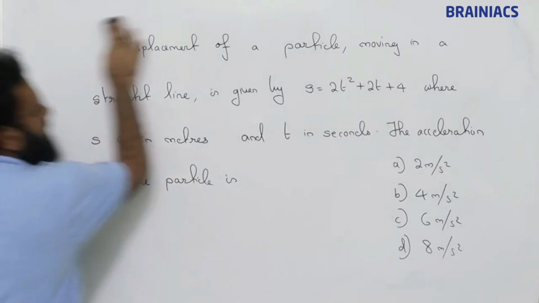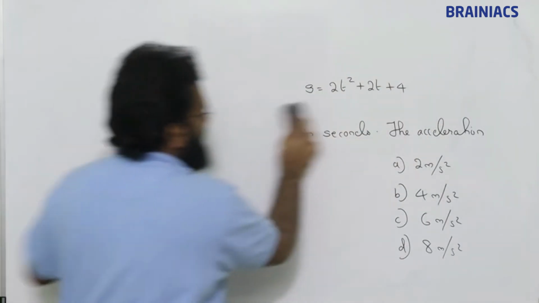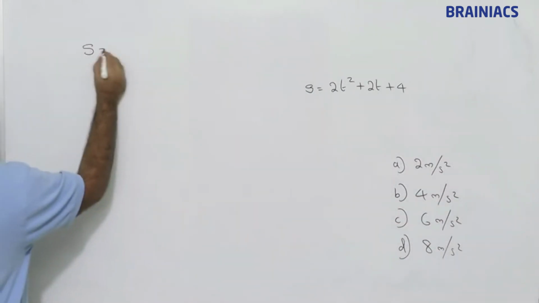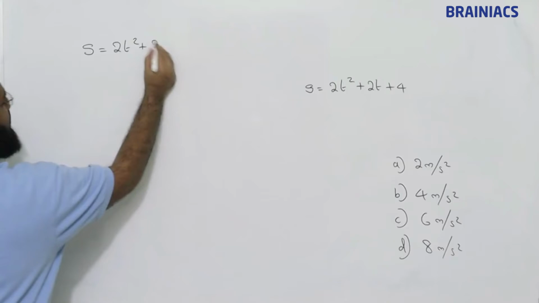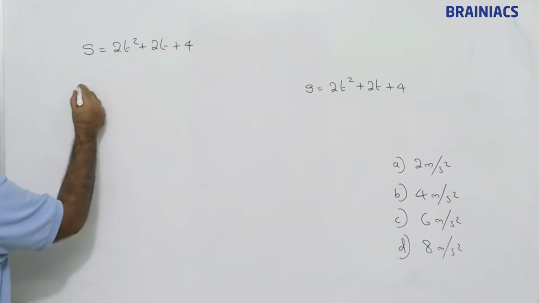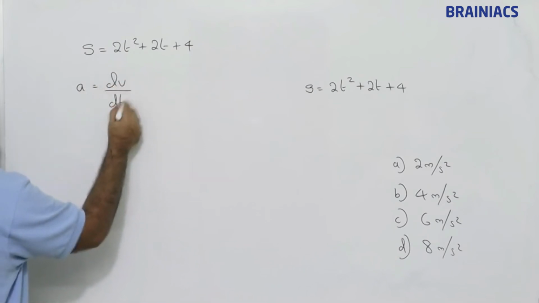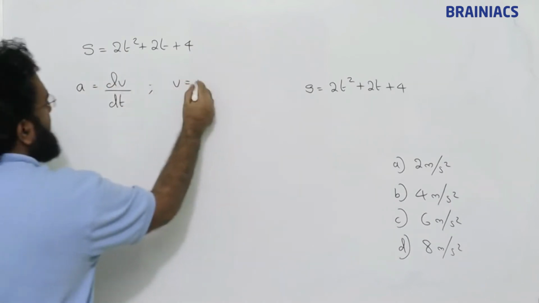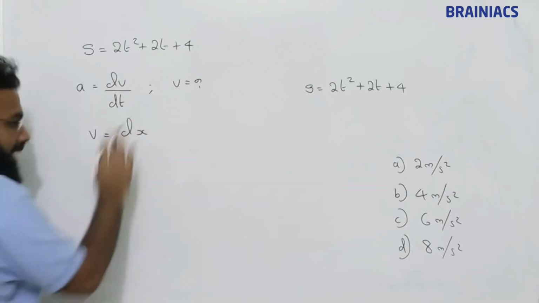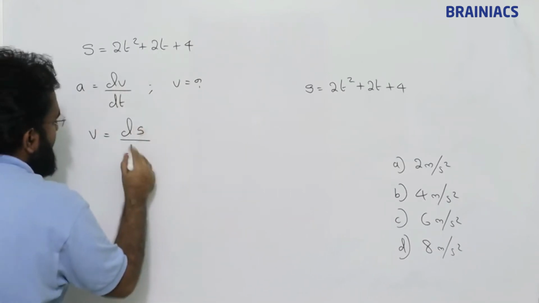Now we have displacement is given, that equation we will maintain here. Remaining things I will erase. Now displacement is given, s is equal to 2t square plus 2t plus 4. What we need? We need to find acceleration. Acceleration is nothing but dv by dt. Now we don't have velocity. So how to find velocity? Velocity is nothing but dx by dt I said. Now here displacement is given to us in the form of s. So ds by dt.